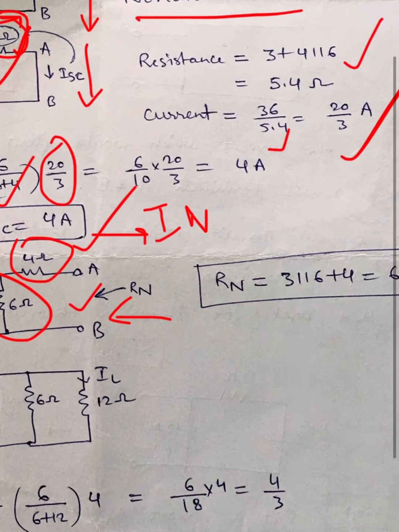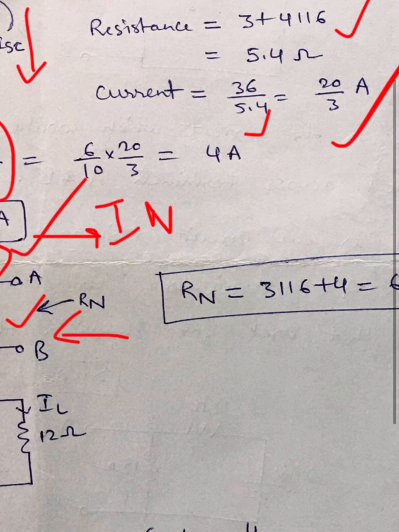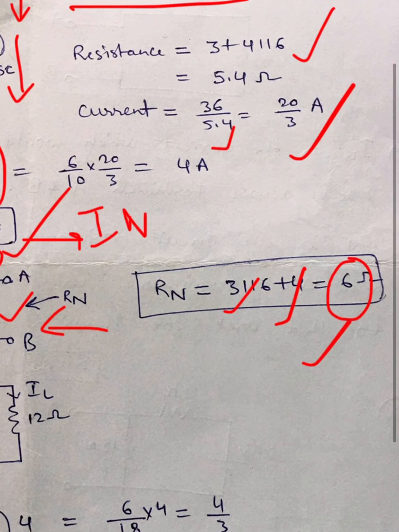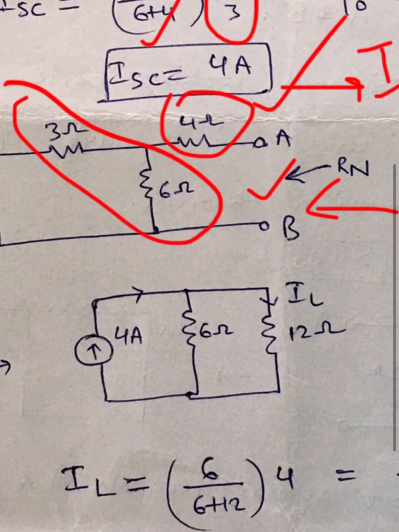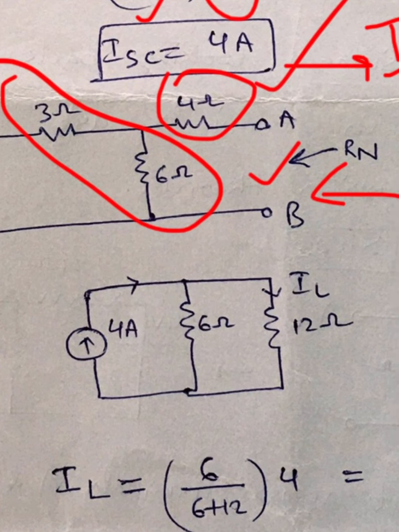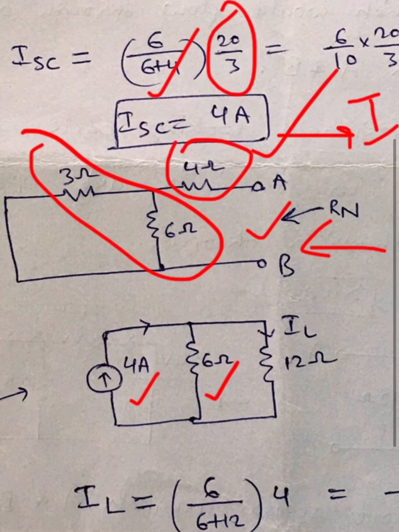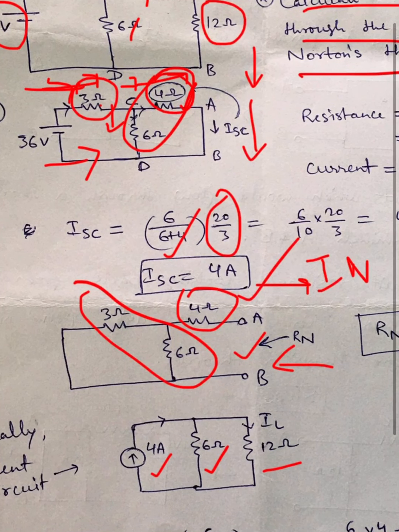Okay, as written here, 4 plus 3 parallel 6. 3 parallel 6 will be 2, and 4 plus 2 will be 6 ohm. This will be Rn. So our Norton equivalent circuit will look like this: a current source In of 4 ampere and a parallel resistance of 6 ohm, and the load terminal contains the load resistor 12 ohm, as given in the original circuit here, 12 ohm.